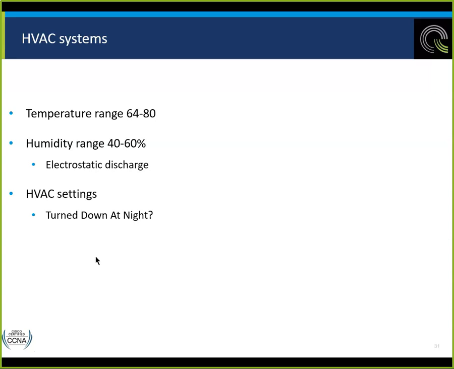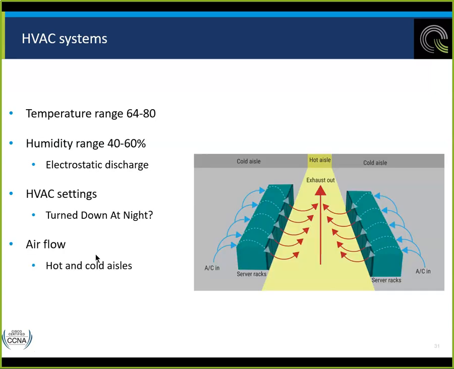HVAC settings, do you turn them down at night? It probably should just be left alone from one or the other. If you have a big system, we're going to have cold aisles and hot aisles. Instead of putting the machines front to back, where we would have a machine here and the exhaust here, the fans here, and the machine here, and then the exhaust here, put the exhausts all facing in one direction, the hot aisle, and the cold aisles, where the cool air is drawn into the devices.